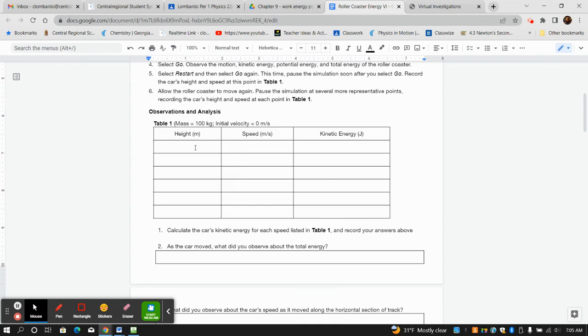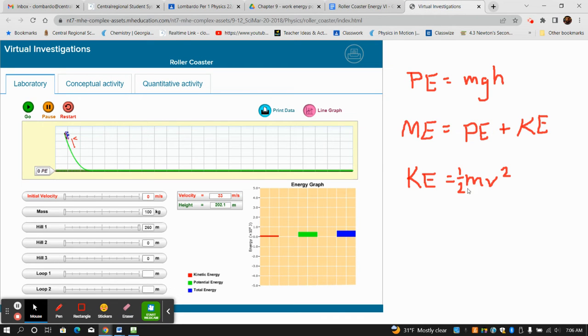All right, so we have our height, we have our speed, and it asks us to calculate the kinetic energy for each speed listed in Table 1. All right, so again, to do that, you're going to use this equation, 1/2 mv squared.